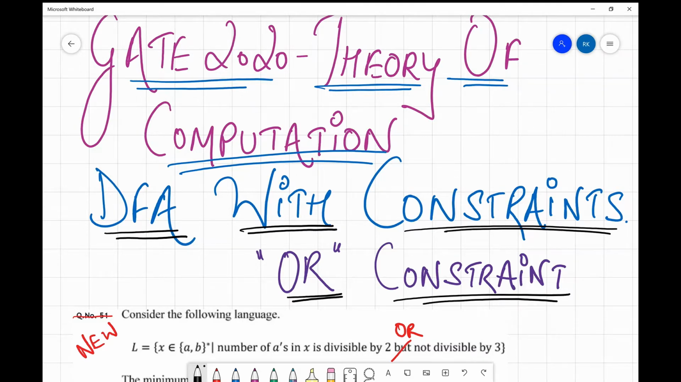Now, in GATE 2020, students, you need to see that in that question they asked you to draw a DFA with AND constraint, and there might be a possibility that this time in GATE 2021 they give you a question with an OR constraint. So therefore, in that perspective, this video offers you an important insight. So let's dive into the question and let's see how we solve this question.